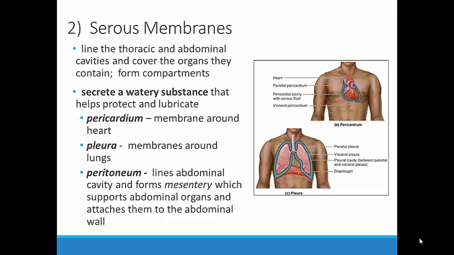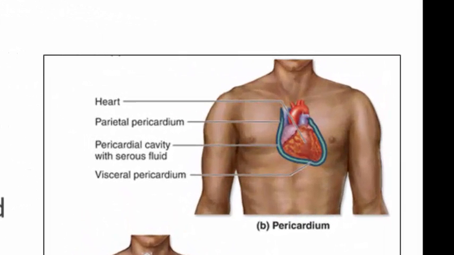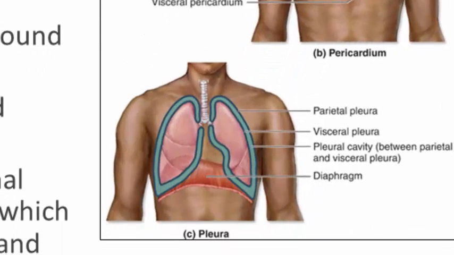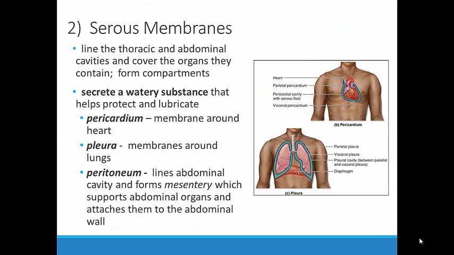There are a few serous membranes that we will be mentioning by name in the course. First, there is the pericardium, the membrane that covers the heart. There's the pleura, the membrane that covers the lungs. Finally, there's the peritoneum, which lines the abdominal cavity. The peritoneum supports the organs in the abdominal cavity and keeps them in place.